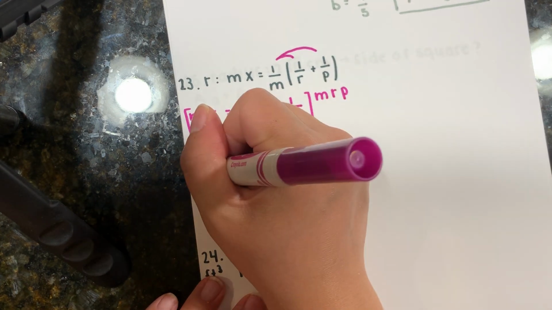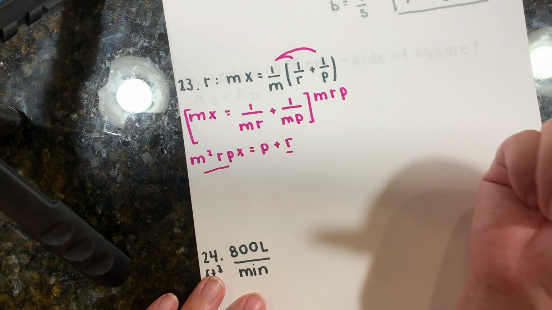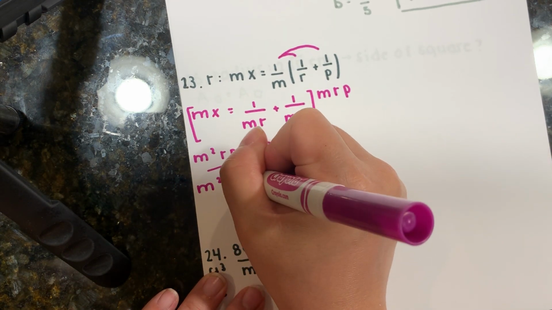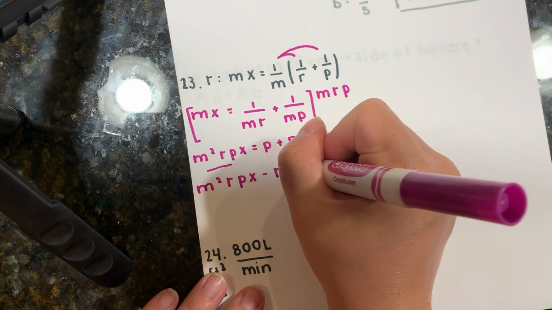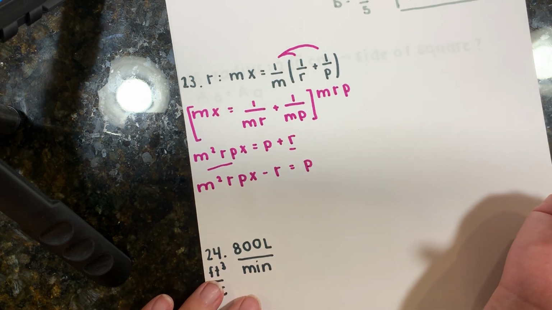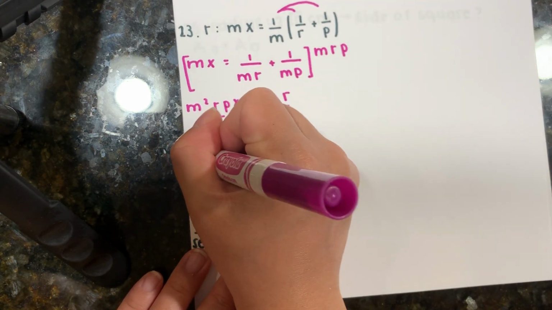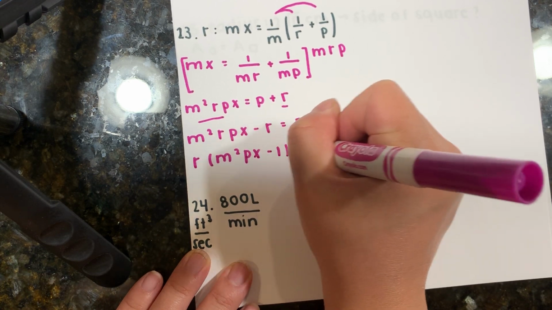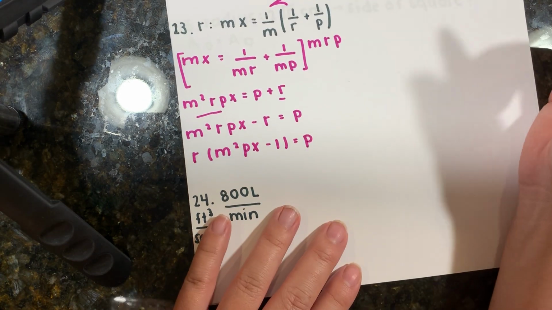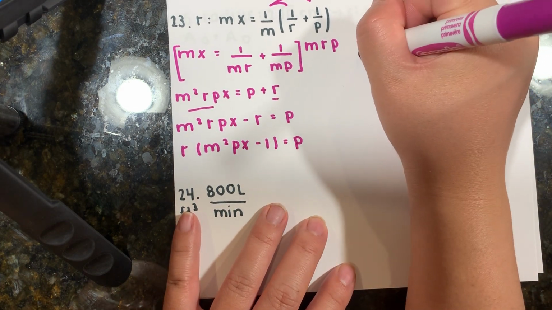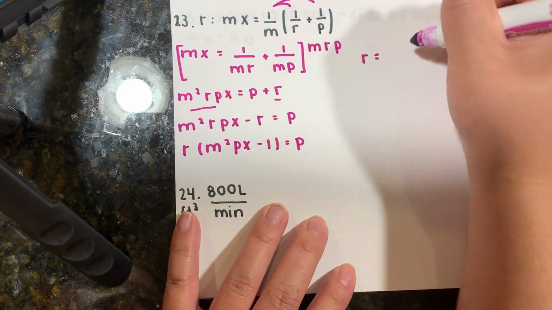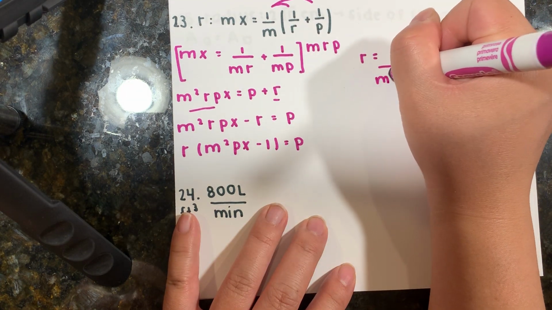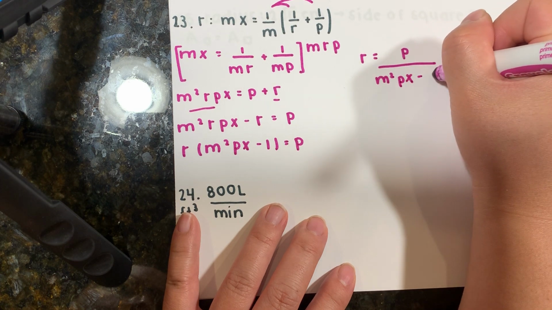And I'm solving for r, so everything that contains an r needs to be moved to one side. So I'm going to subtract the r from both sides. So I have m squared rpx minus r equals p. I have to factor out an r, leaving m squared px minus 1 equal to p, which means that your answer for r is going to be your right side, which is p, divided by that parentheses, which is m squared px minus 1.